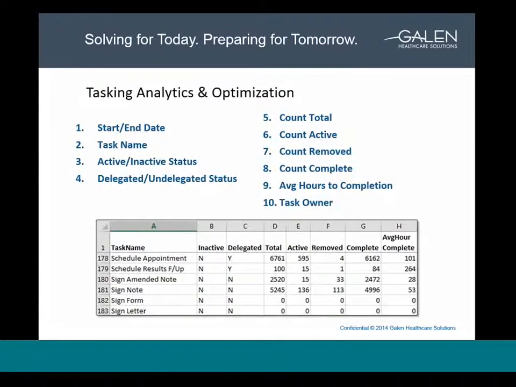The first piece we're going to dive into is tasking. In this slide, you will see some of the metrics we are using to capture a solid foundation of how well tasks are being handled in an office. The first 4 bullets are pretty straightforward: start and end date, the task name, whether that task is active or inactive, and whether that task is delegated or undelegated.